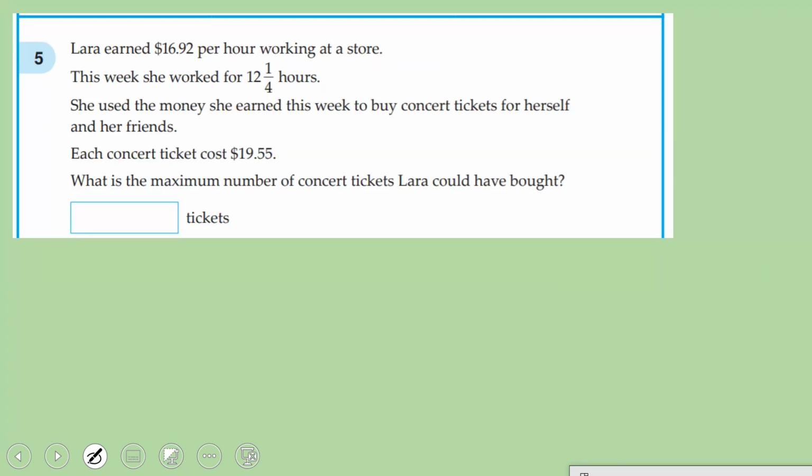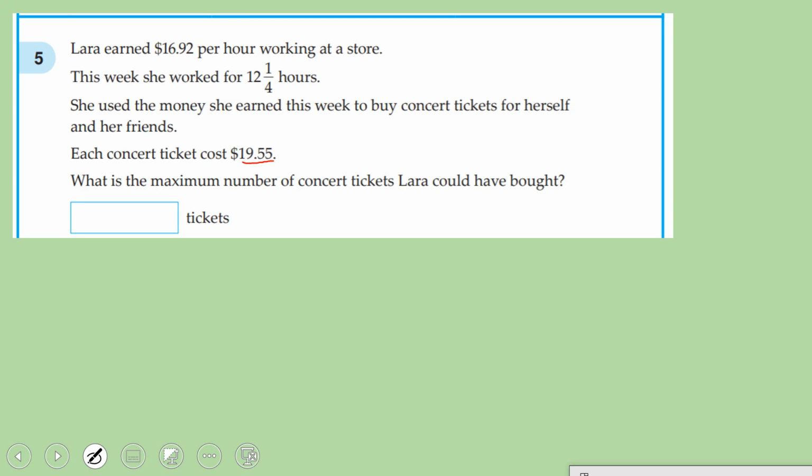Alright, Lara earned $16.92 per hour working at a store. This week she worked for 12.25 hours. She used some money she earned this week to buy concert tickets for herself and her friends. Each concert ticket cost $19.55. What is the maximum number of concert tickets she could have bought? So obviously we need to see how much she earned and see how much each ticket is.